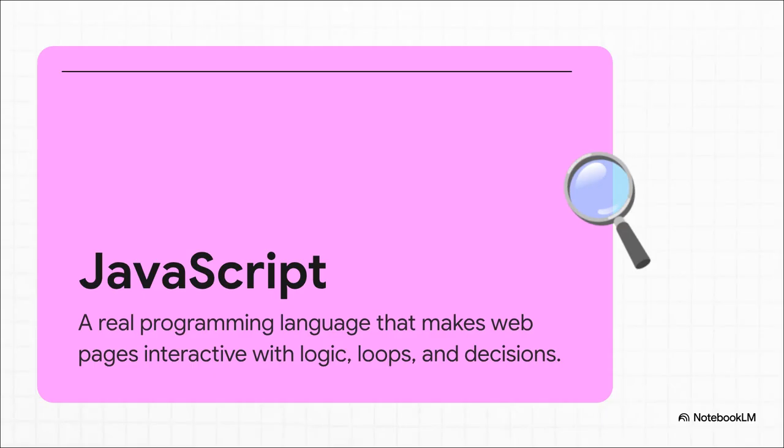Now, the most important phrase here is a real programming language. This is a huge step up. See, HTML and CSS aren't programming languages. They just describe what something should look like. JavaScript, on the other hand, does things. It can handle logic, make decisions like if this, then that, repeat actions over and over, and even remember information. It is literally the thinking part of our web page.